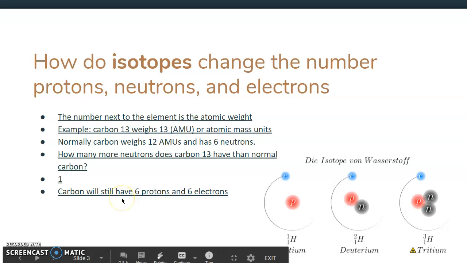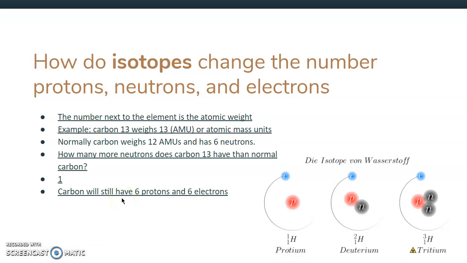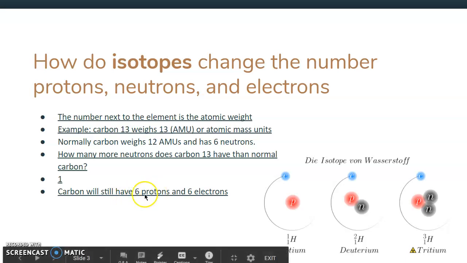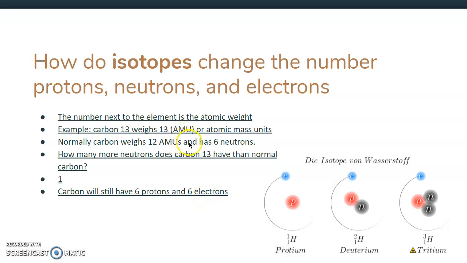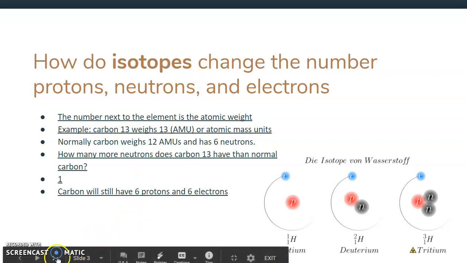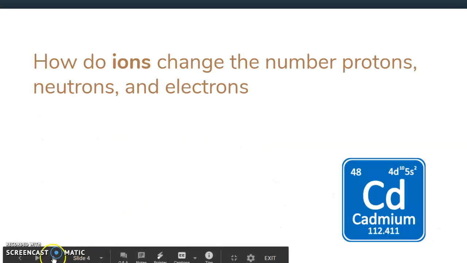This is also a very important note: carbon in this isotope will still have the same number of protons and electrons. If we change the number of protons, we're changing our element. If we change the number of electrons, we're creating an ion on top of an isotope, which is incredibly rare. So we usually only see isotopes or ions, but not both. So we can only change the number of neutrons or the number of electrons.